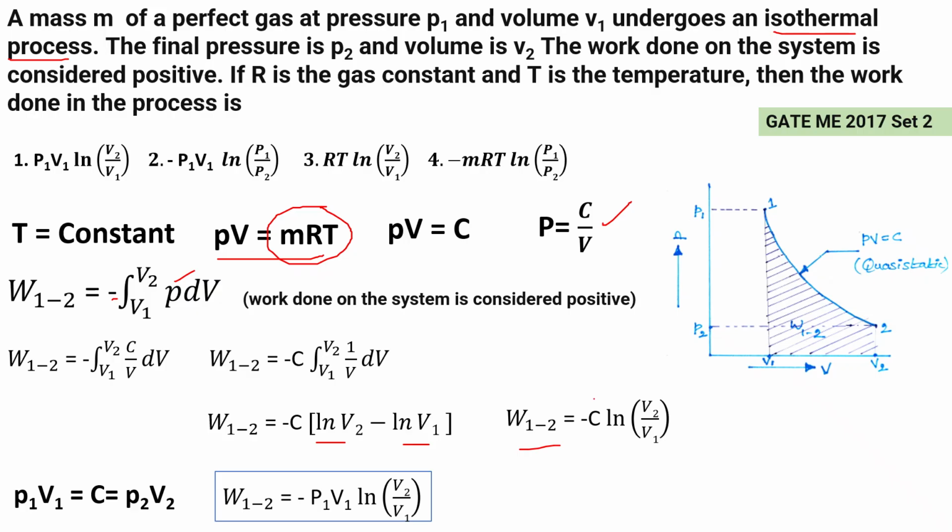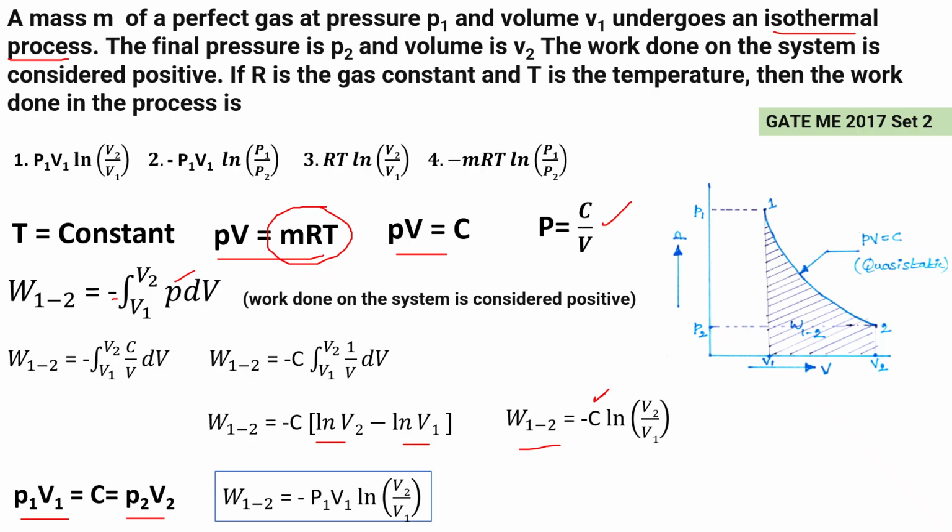And we know C is the constant, which is from the relation PV equal to C, and this can be written as P1 V1 equal to P2 V2 equal to the constant. So here we have to replace the C with P1 V1, and work done will become W12 equal to minus P1 V1 Ln V2 by V1.